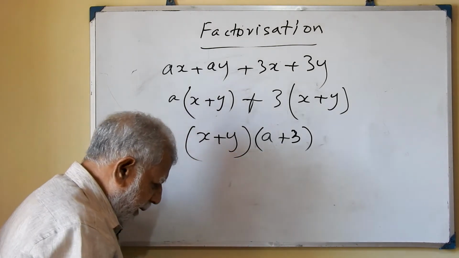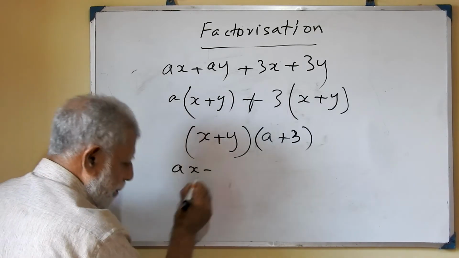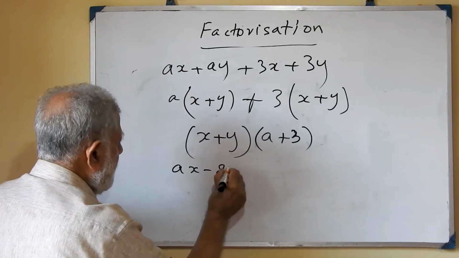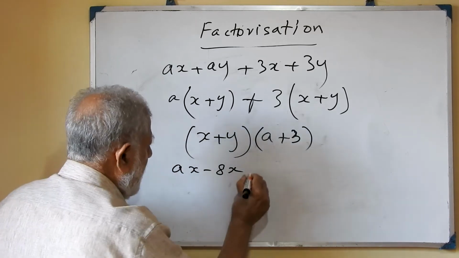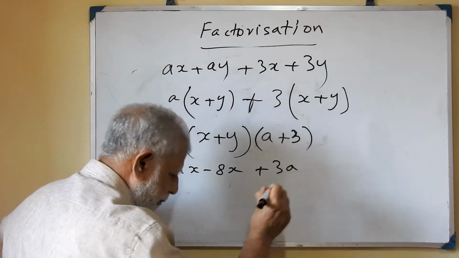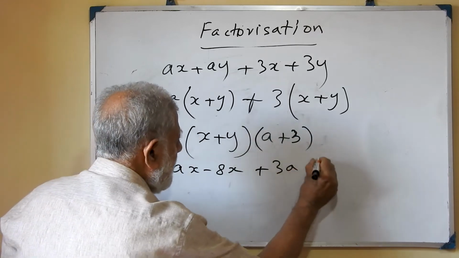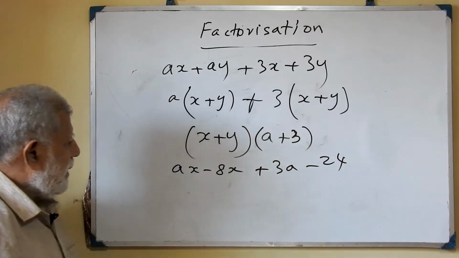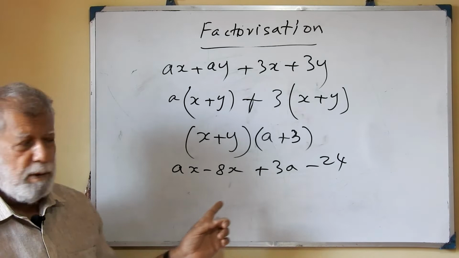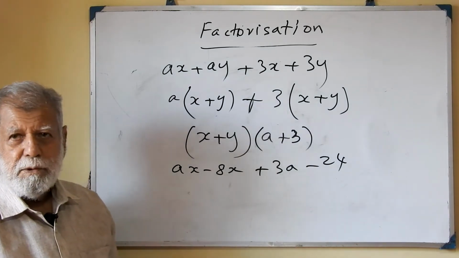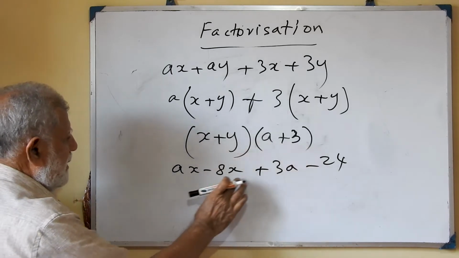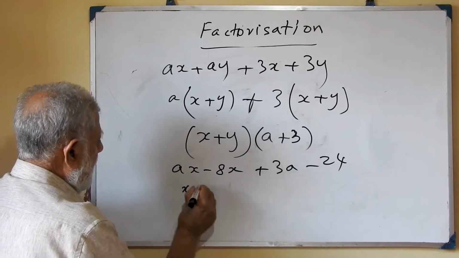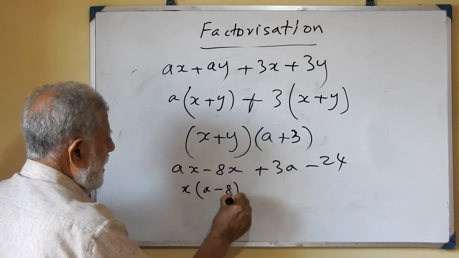We'll take another one. ax minus 8x plus 3a minus 24. Now here we have 4 terms. We don't have anything common for all 4 terms, so we have to use the method of factorizing by grouping. For this one, if you notice, x is common. So I put a minus 8.